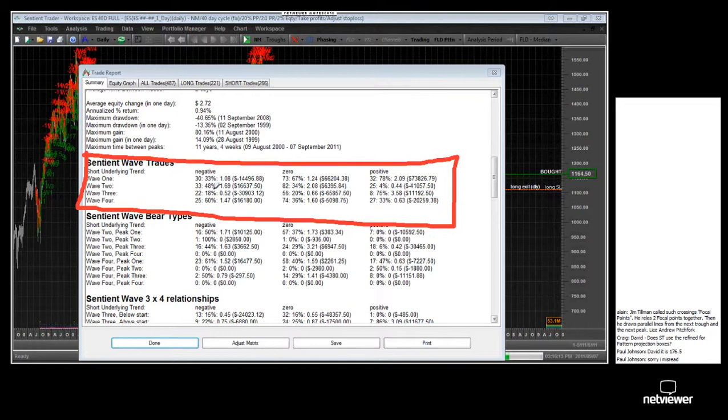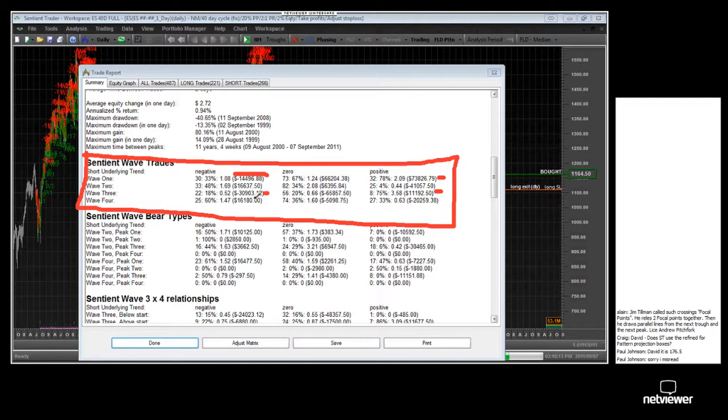Where is the nature or the character of the market revealed? It's all revealed right here. Let me turn on my whiteboard. This is where the nature of the market is revealed in great detail, but for now we're just looking at the very basics. Sentient wave trades. These are the trades that were taken in wave 1, 2, 3, 4 under different conditions of underlying trend.